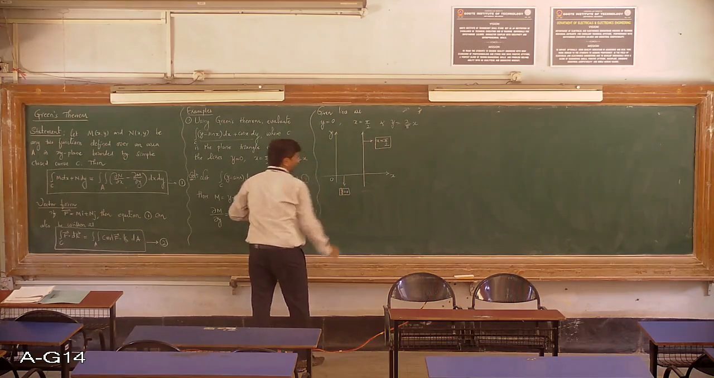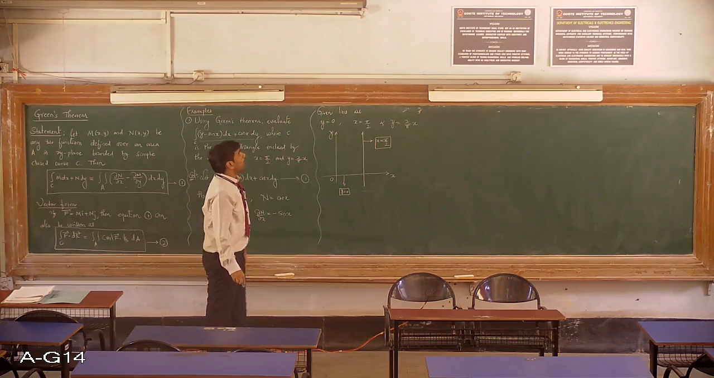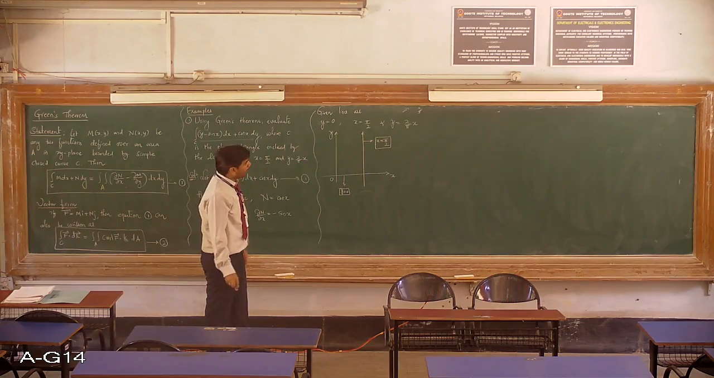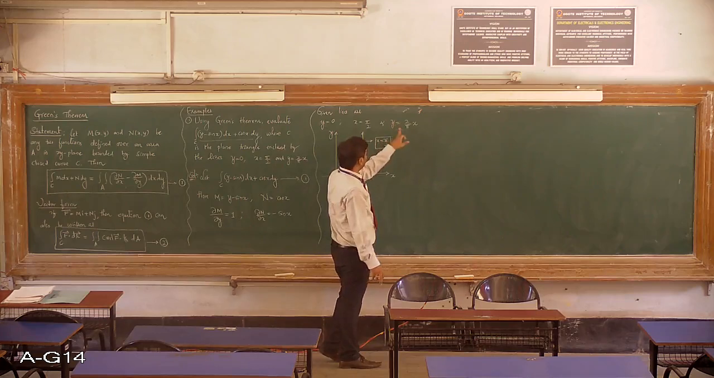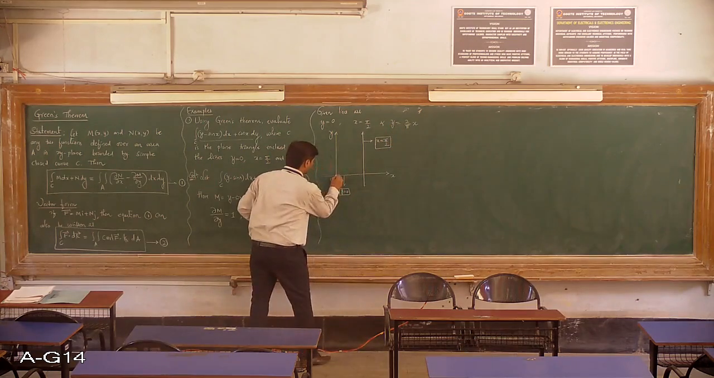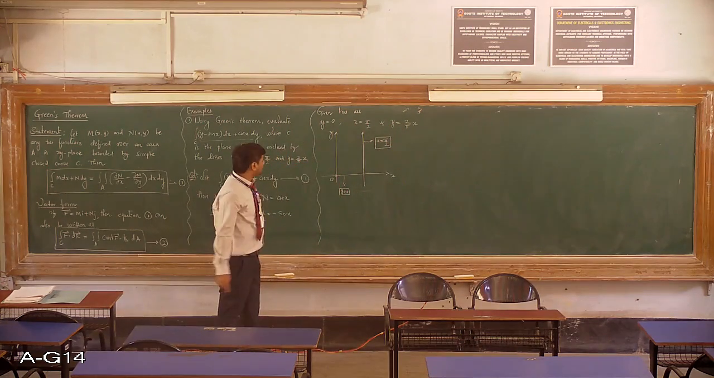Okay, x-axis is y equals 0. Now y equals 2 by pi into x. Don't worry, first you put x equals 0. Then what is the y value? y is also 0. Therefore, one point will be here, that is, it will be passing through the origin.